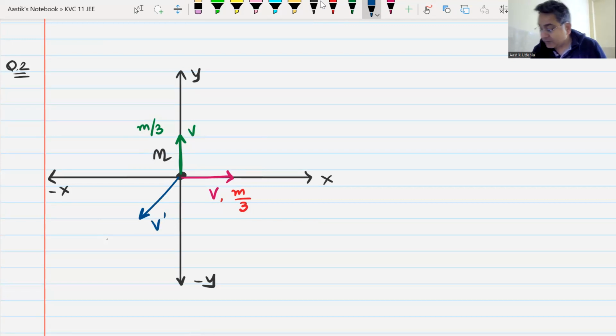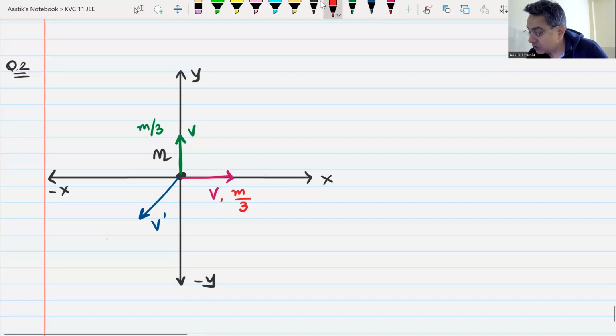So with what velocity v dash will it go? I can solve this question in two ways. Either I can solve it vectorially because now they are going in different directions, or I can do it scalarly.